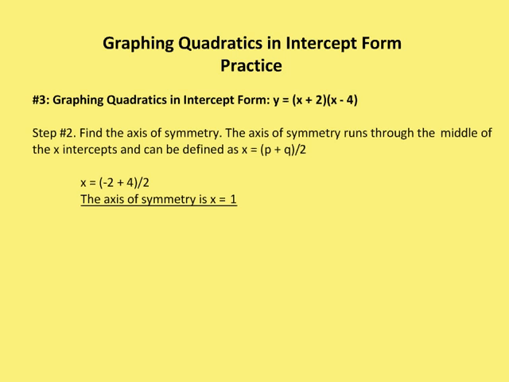I take the average of those two by adding them together and dividing by 2. So I have -2 plus 4 divided by 2, and I end up with a value of 1. -2 plus 4 is equal to 2, divided by 2, and that is equal to 1. So our axis of symmetry is x is equal to 1.